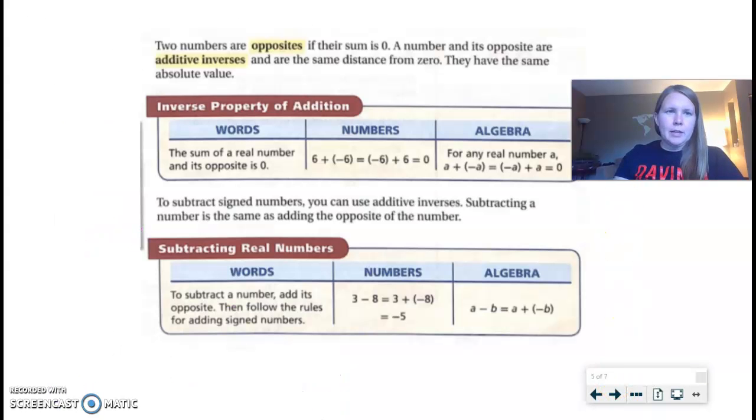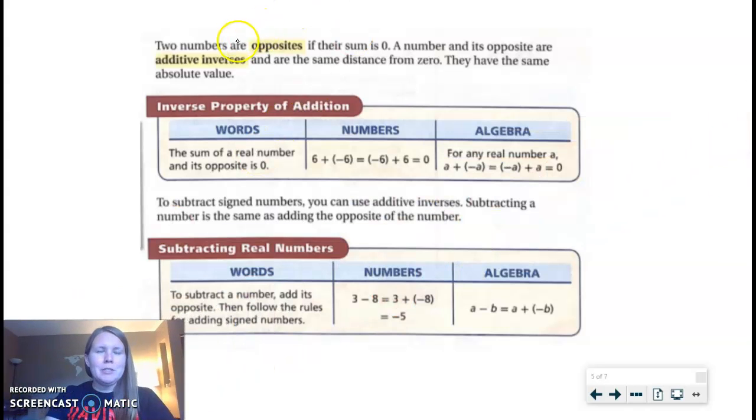All right, let's keep looking at some of these rules. Gotta move myself around so we can read them. So two numbers are opposite if their sum is 0. A number that is opposite are additive inverses and are the same distance away from 0. They have the same absolute value.